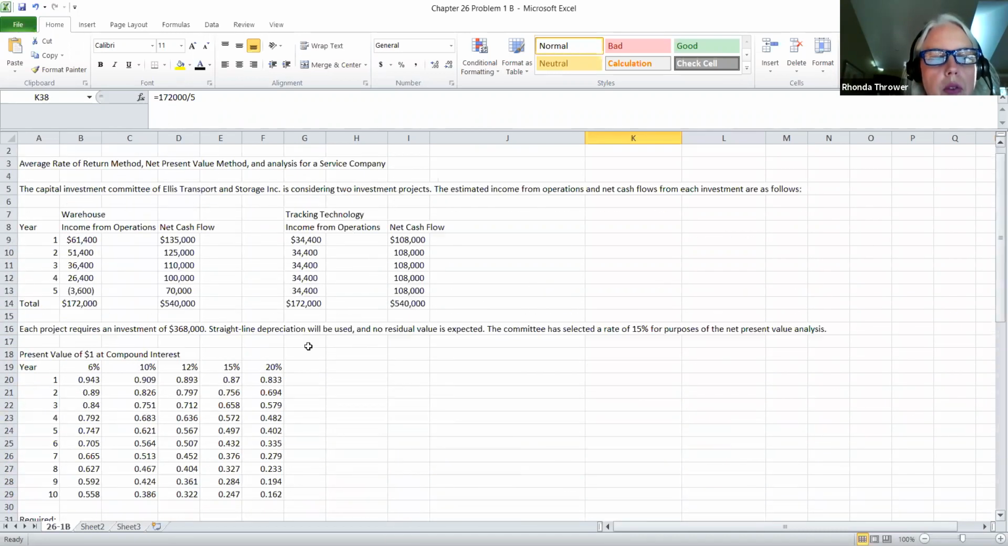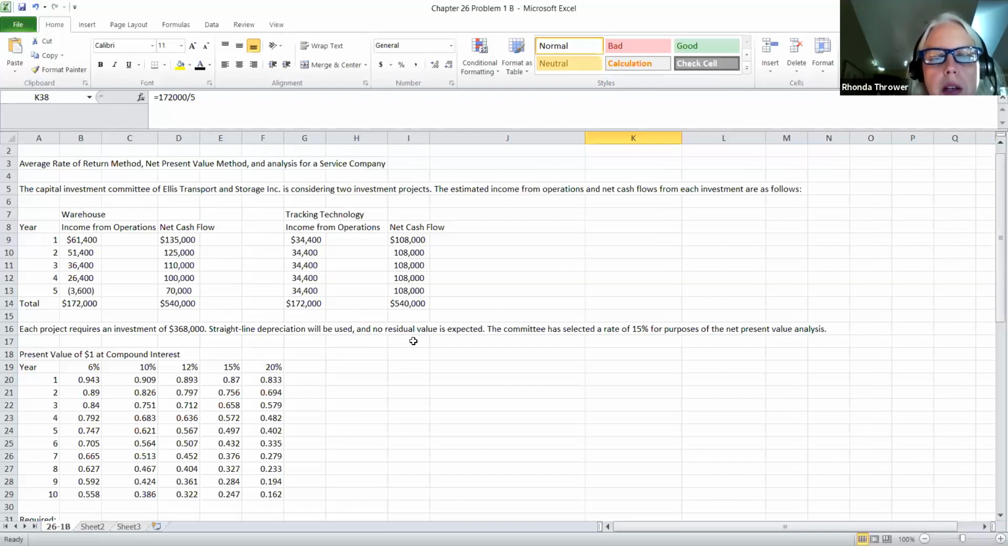The initial cost of this investment is going to be 368,000. They told you that there would be no leftover residual value. Residual value is the same thing as scrap value. You might remember that when we were talking about depreciation. So the cost minus the total amount of the accumulated depreciation would be equal to the scrap value or residual value.